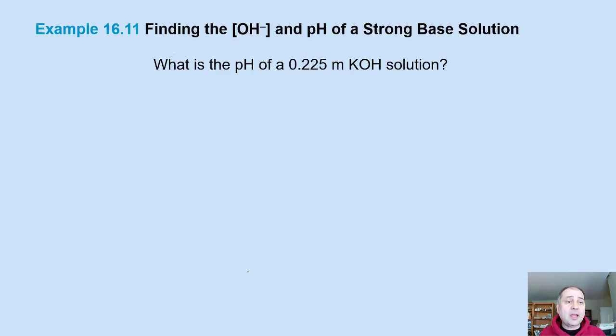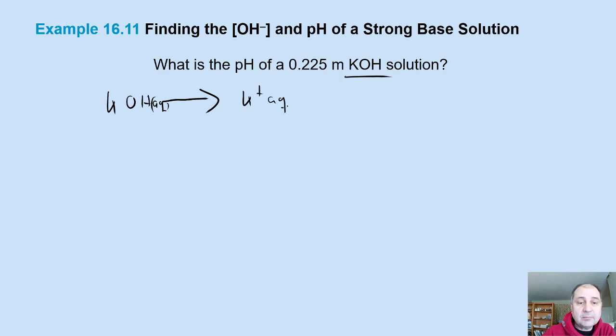Let's look at strong bases. All right, strong bases are easy, just as easy as strong acids. If I give you the concentration of a strong base, you know that the concentration of hydroxide will be equal to the initial concentration of the base, because we do not have an equilibrium. Let's put aq here just in case. You get potassium ions and hydroxide ions.